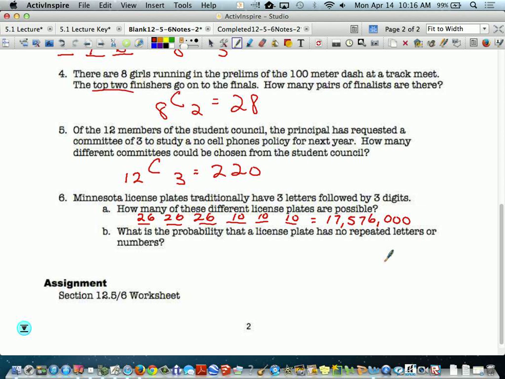Are people getting that number? Yes. 17,576,000? Okay. Now, one of the things you have to watch out for on the test on Wednesday is that the next question talks about probability. So this is some number being divided by the total number of license plate possibilities. So what is the probability that a license plate has no repeated letters or numbers?